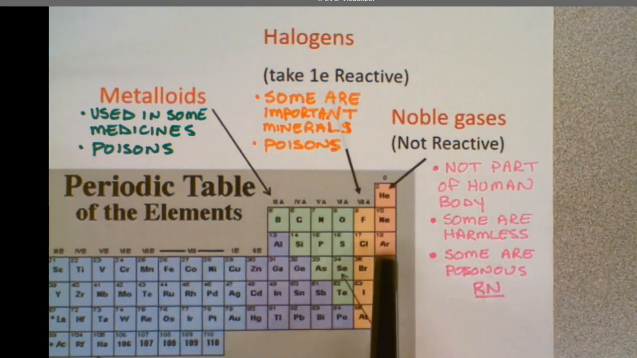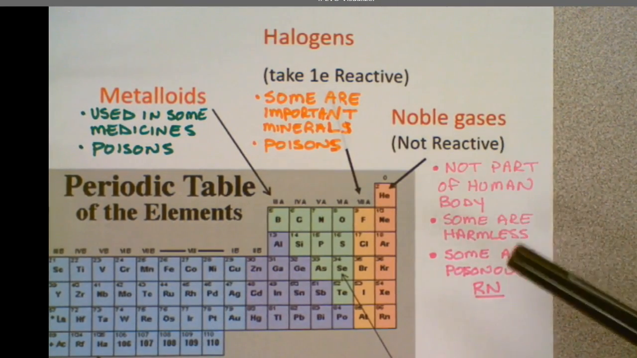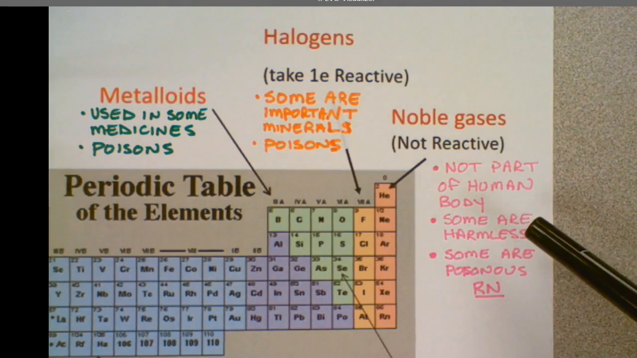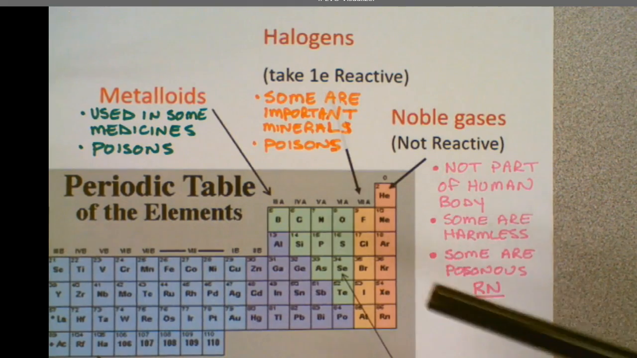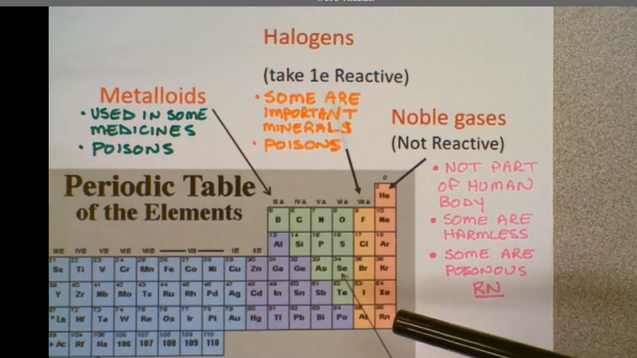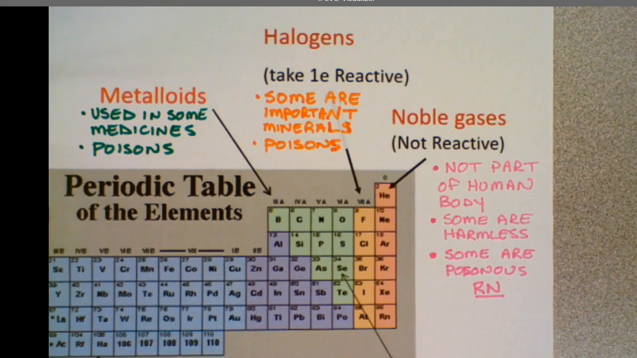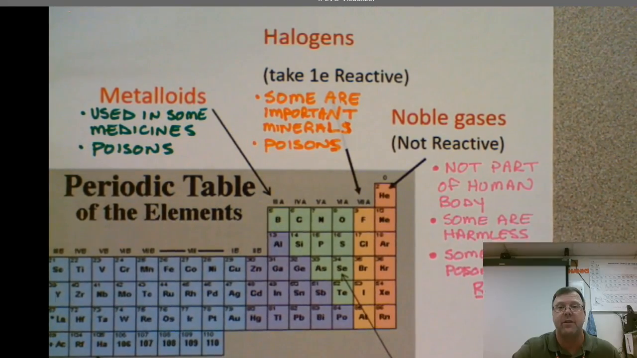The final column, this kind of darker peach, are called noble gases. Noble gases are not part of the human body. Most are harmless, like helium. So you can breathe in helium, it doesn't really hurt you. Some are poisonous, like radon. Here in Grand Junction, we're always worried about radon gas. Well, radon gas is this noble gas that can cause cancer. So some of the noble gases don't do anything for us. They're not a part of our body. They're not harmful. But then others, like radon gas, is a toxin and can cause cancer.